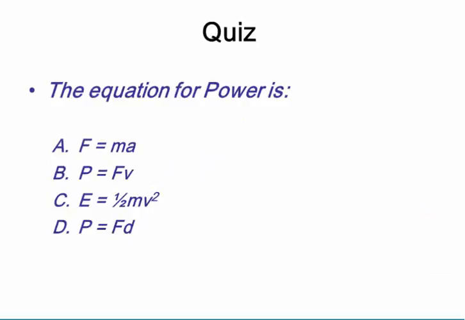If you think of a car engine, torque is what accelerates the car, the rotational force, and power is what gives the car its top speed. So, what is the equation for power? Is it A, B, C, or D? B. Well done, Nigel. Power equals force times velocity.